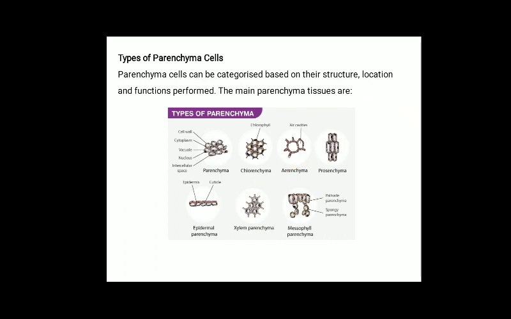Types of parenchyma cells. Parenchyma cells are various in nature. Parenchyma associated with chlorophyll to form chlorenchyma. It is associated with air-filled sacs called aerenchyma. Parenchyma associated with xylem called xylem parenchyma. Parenchyma cells associated with leaf region called mesophyll parenchyma. Parenchyma associated with epidermis to form epidermal parenchyma.